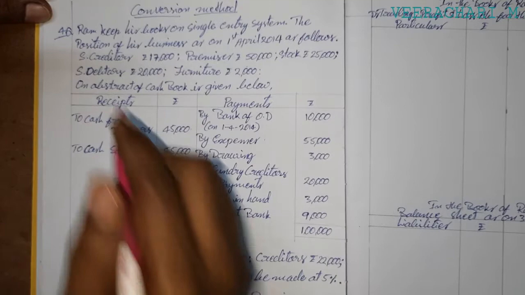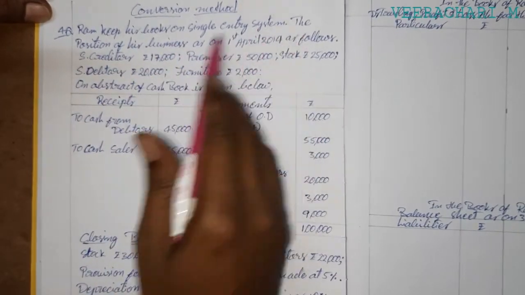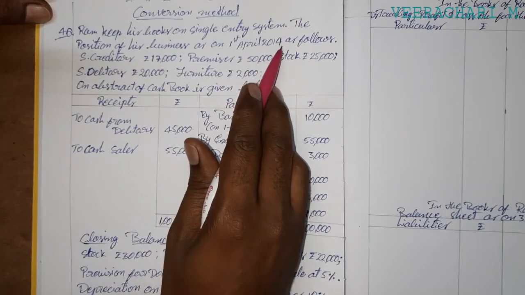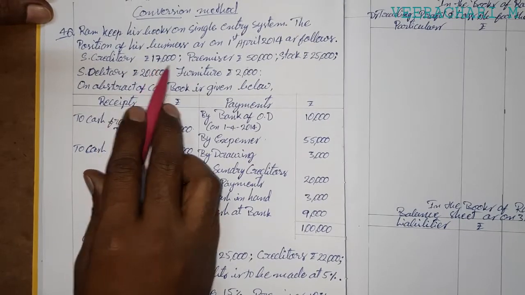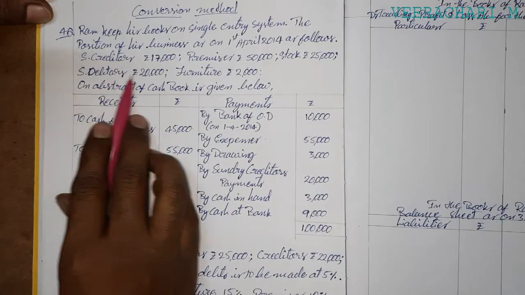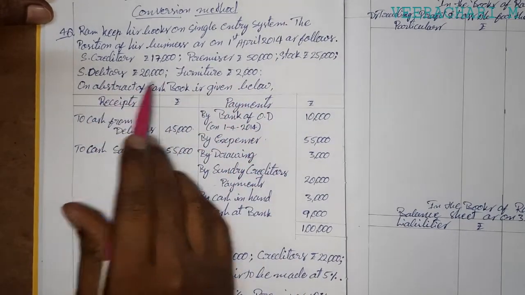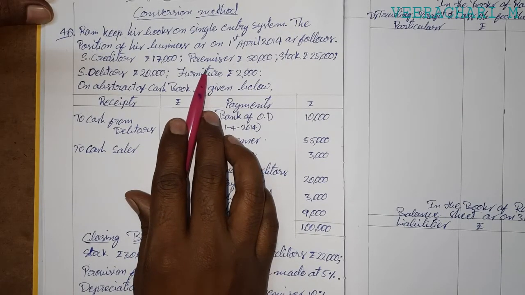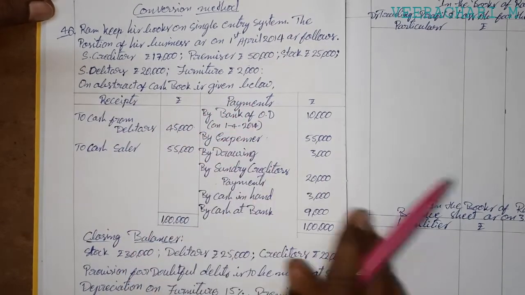In this question, Ram keeps his books on single entry system. The position of his business as on 1st April 2014 is as follows. There are sundry creditors 17,000, premises 50,000, stock 25,000, sundry debtors 20,000 and furniture 2,000. These are opening balances of assets and liabilities. An abstract of cash book is given below.